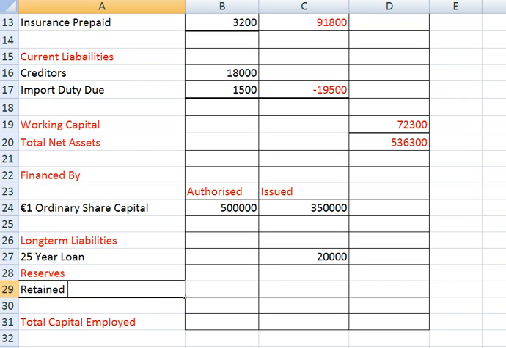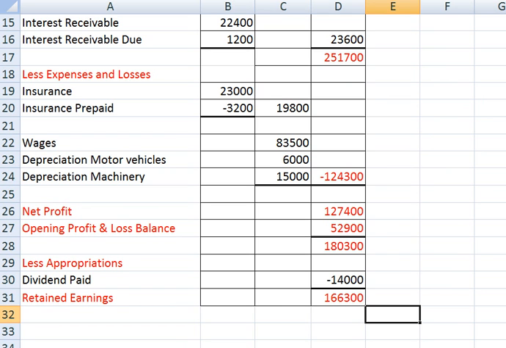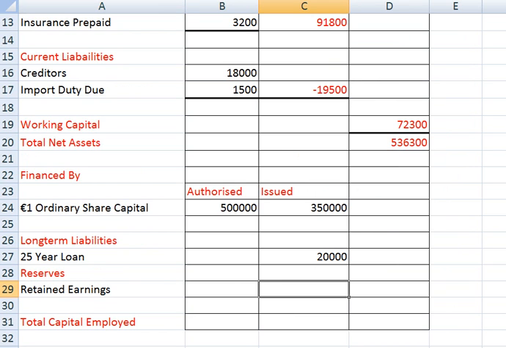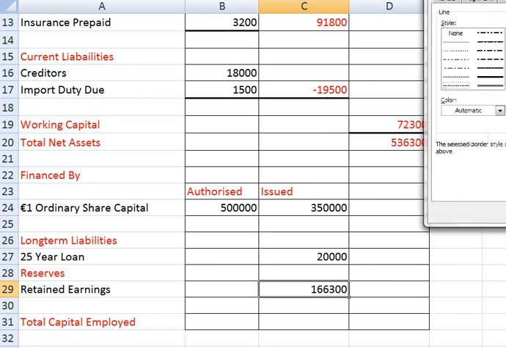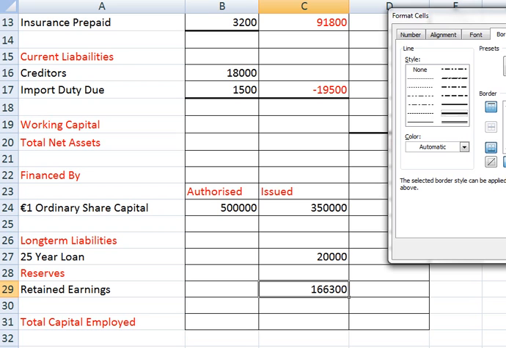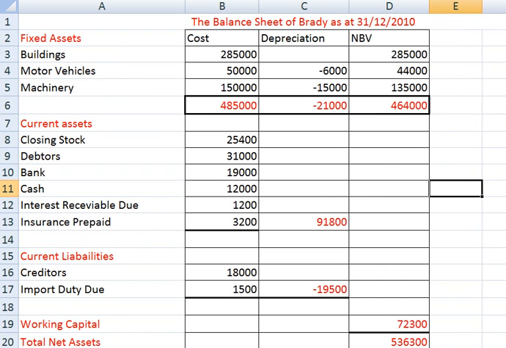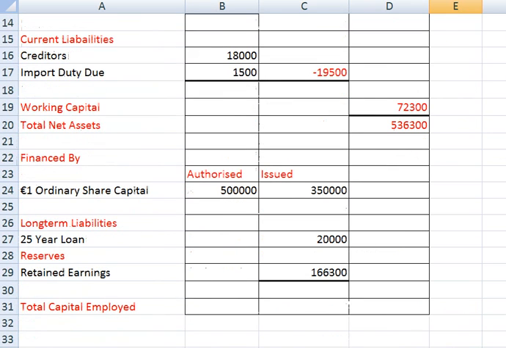The final figure to be added in are the reserves, and those are the retained earnings of the firm. Where I get that figure is back here in my trading profit and loss account, and right at the bottom, the 166,300 represents the money that's been retained in the company, that's been reinvested in the company. So when I add these three figures together here, I get the total capital employed in the firm. And that will always match, if you've done the question correctly, the total net assets of the firm. So total net assets should match total capital employed. And in this question, it does.